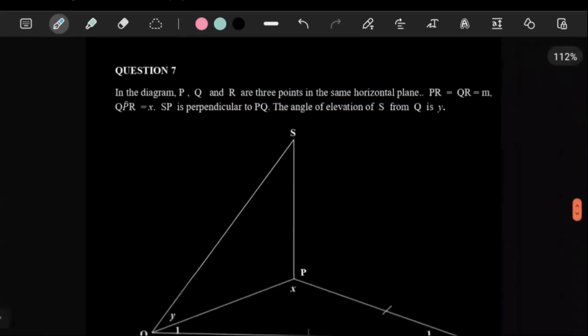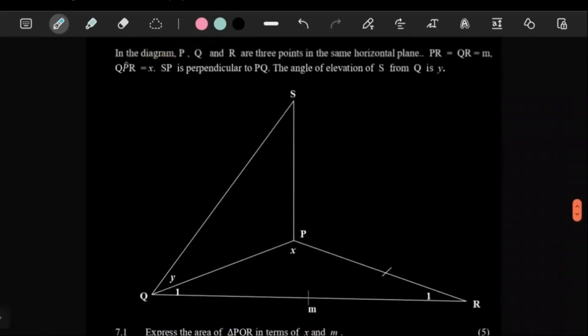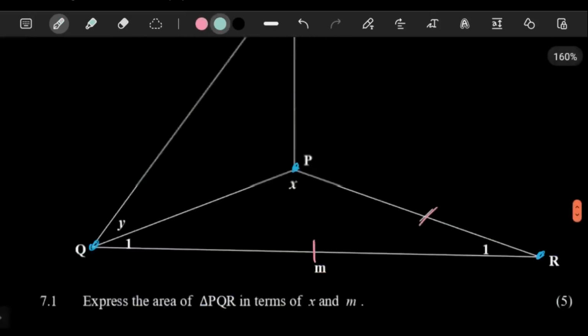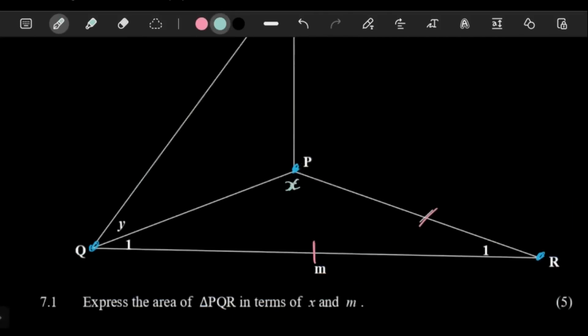Question 7, we have arrived. It says in the diagram, P, Q, and R are 3 points in the horizontal plane. So it's P, Q, R. These are down here, you see. These are points in the same horizontal plane. Then it says PR is equal to QR, which are both equal to M. And then this angle here is equal to X. This angle there is equal to X.